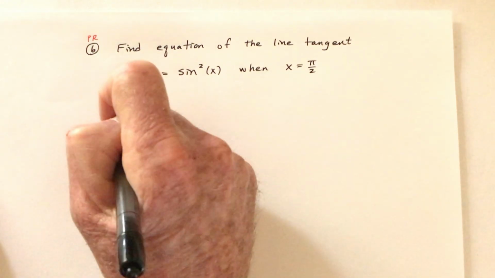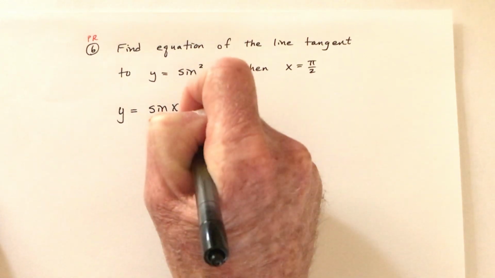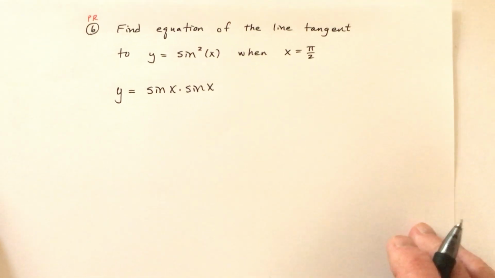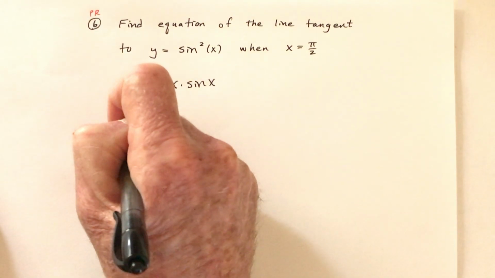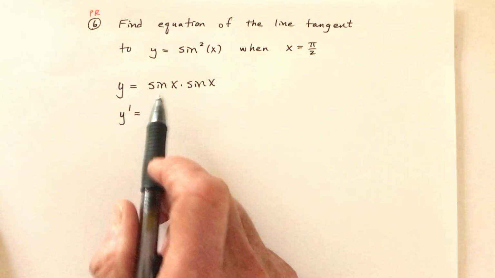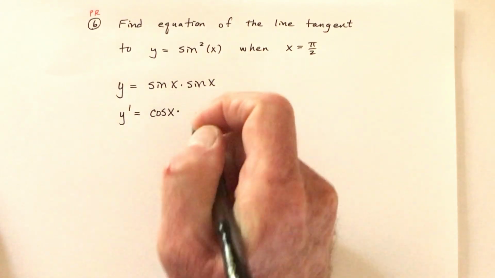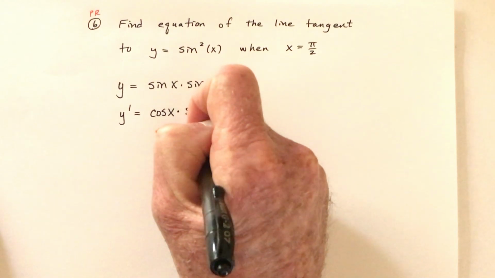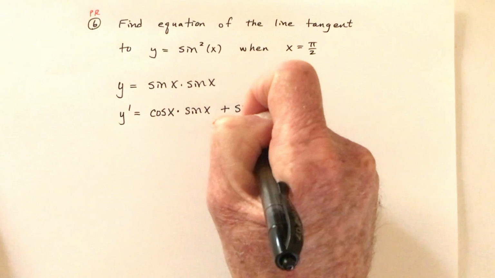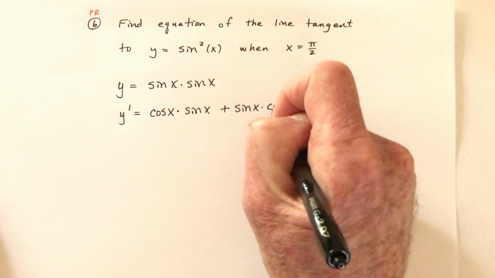Well, sine squared, since it's squared, it literally means take sine of x times sine of x. All right, now I can take the derivative by using the product rule. So, you know what the derivative of sine is? You're right, it's cosine. So take the derivative of the first sine, but leave the second sine alone. Plus, the product rule says, leave the first sine alone and take the derivative of the second sine, which is cosine.